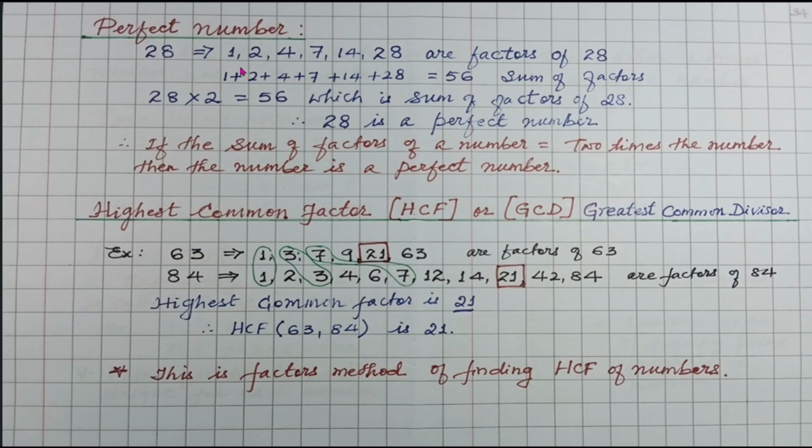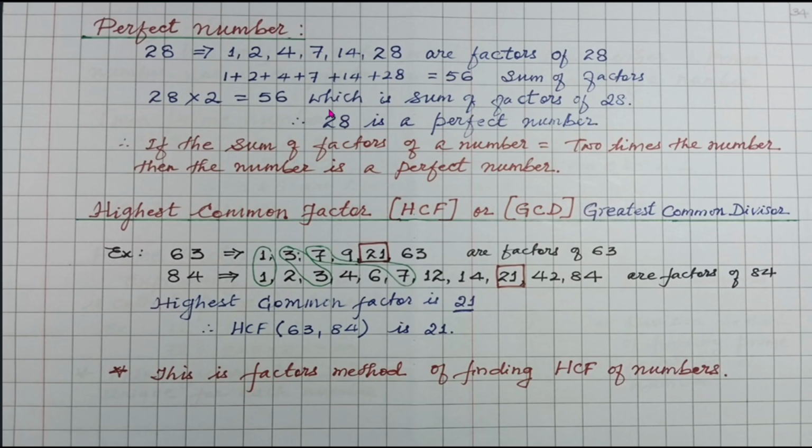Now perfect number. Let us consider a number 28. Now the factors of 28 are 1, 2, 4, 7, 14, 28, because 1 divides 28 completely, 2 divides 28 completely, 4 divides 28 completely, 7 divides 28 completely, 14 divides 28, 28 divides 28, and therefore these are the factors of 28. But when we add these factors, 1 plus 2 plus 4 plus 7 plus 14 plus 28, we get 56, and 56 is twice 28 or double of 28. So therefore 28 is a perfect number.